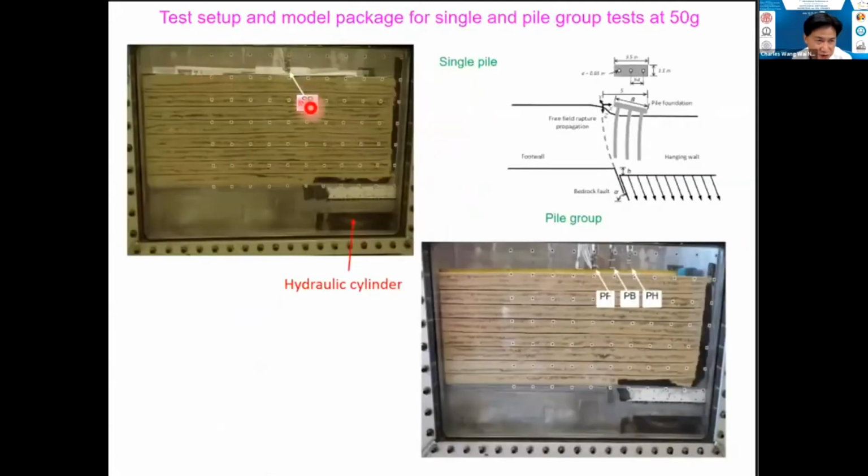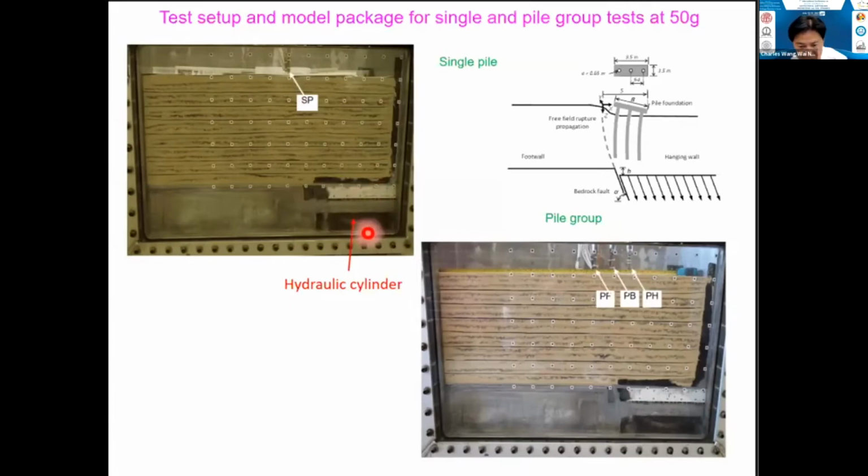Actually, those are the two model containers, one ready to be tested. On the left-hand side is the single pile, SP, and here is a pile group on the right-hand side. The downward fault movement was controlled by a hydraulic actuator beneath this loading pattern.